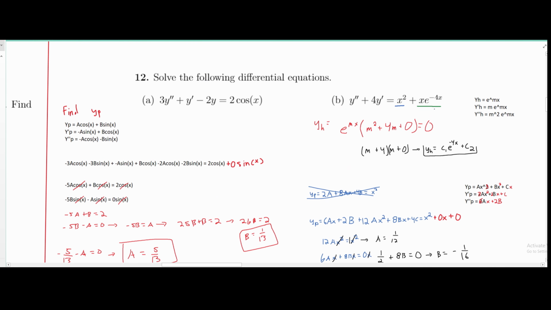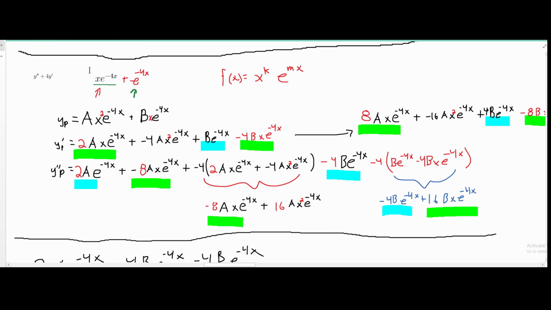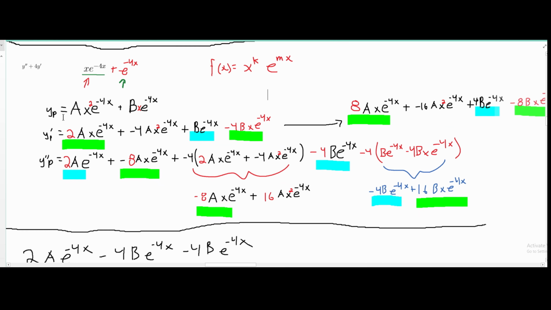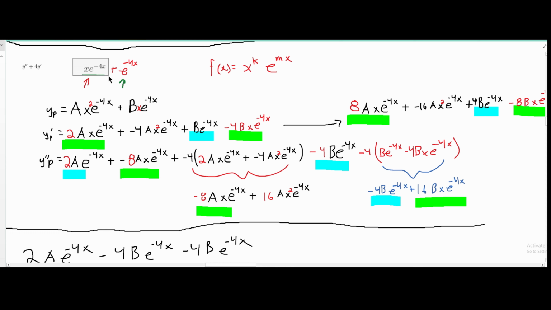Now we have to solve for this portion right here. So for this particular solution, we have x e negative 4x. In this form, we use f of x is equal to x^k, k being some number, times e^(mx). So in doing this, we have to first find our yp value, and since it is in this form, we have to use this yp. Yp is equal to a x times e negative 4x plus b e negative 4x. That's how it would normally be.